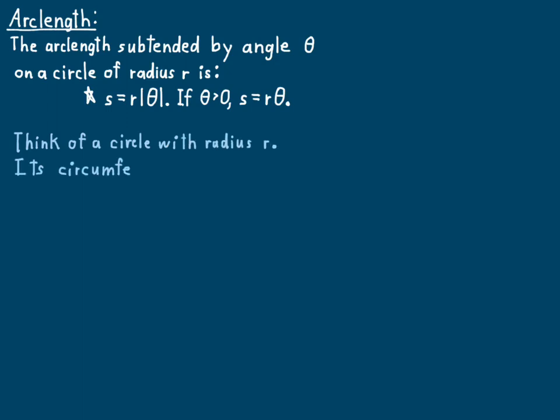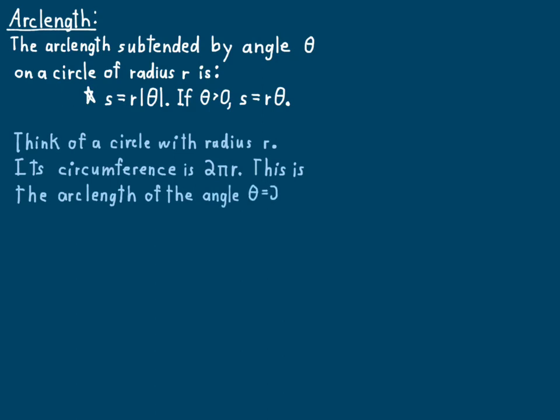So think of a circle with radius r. I'm just explaining why this formula works. Its circumference is 2 pi r. That's a formula for, right? C equals 2 pi r, a formula for the circumference of a circle. This is the arc length of the angle theta equals 2 pi on the circle.